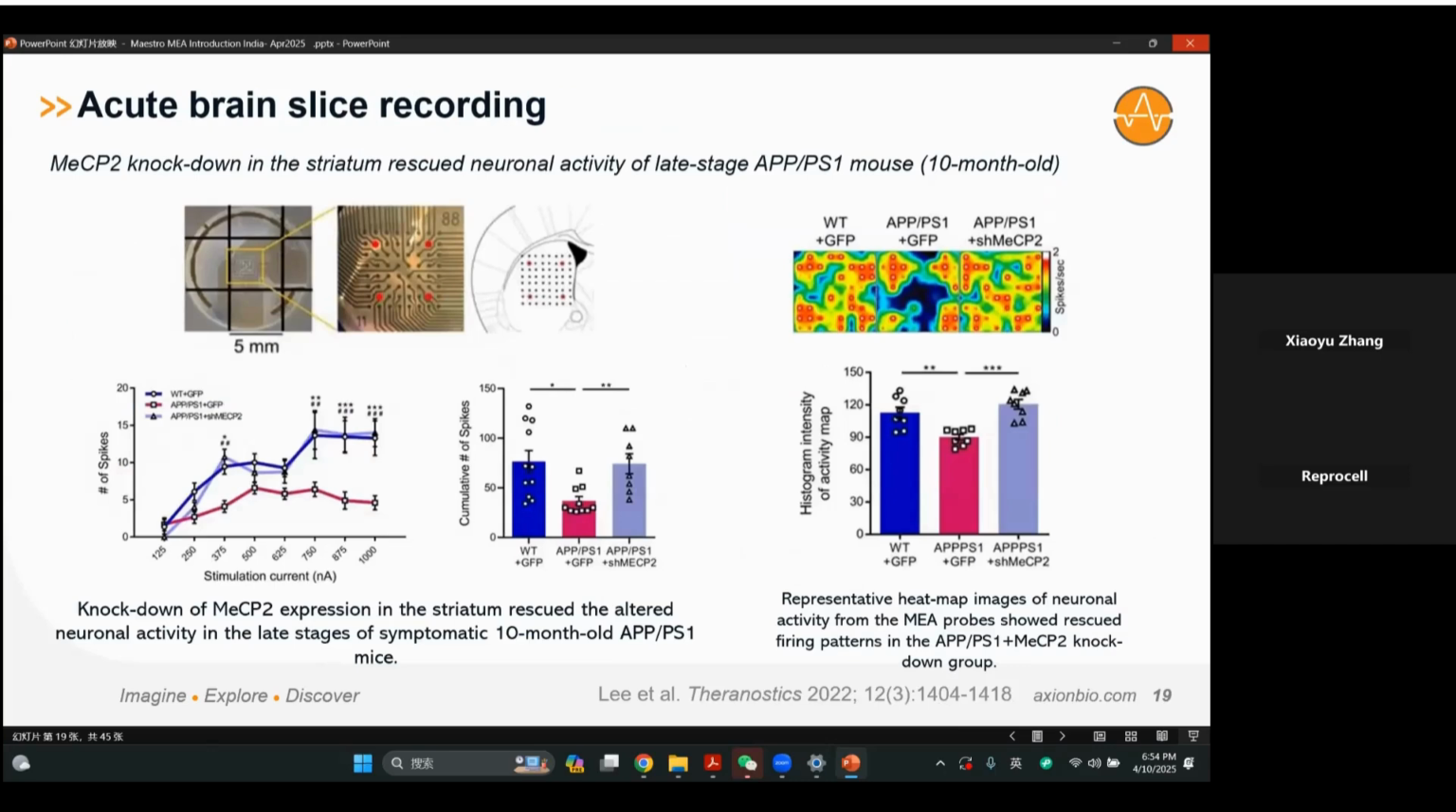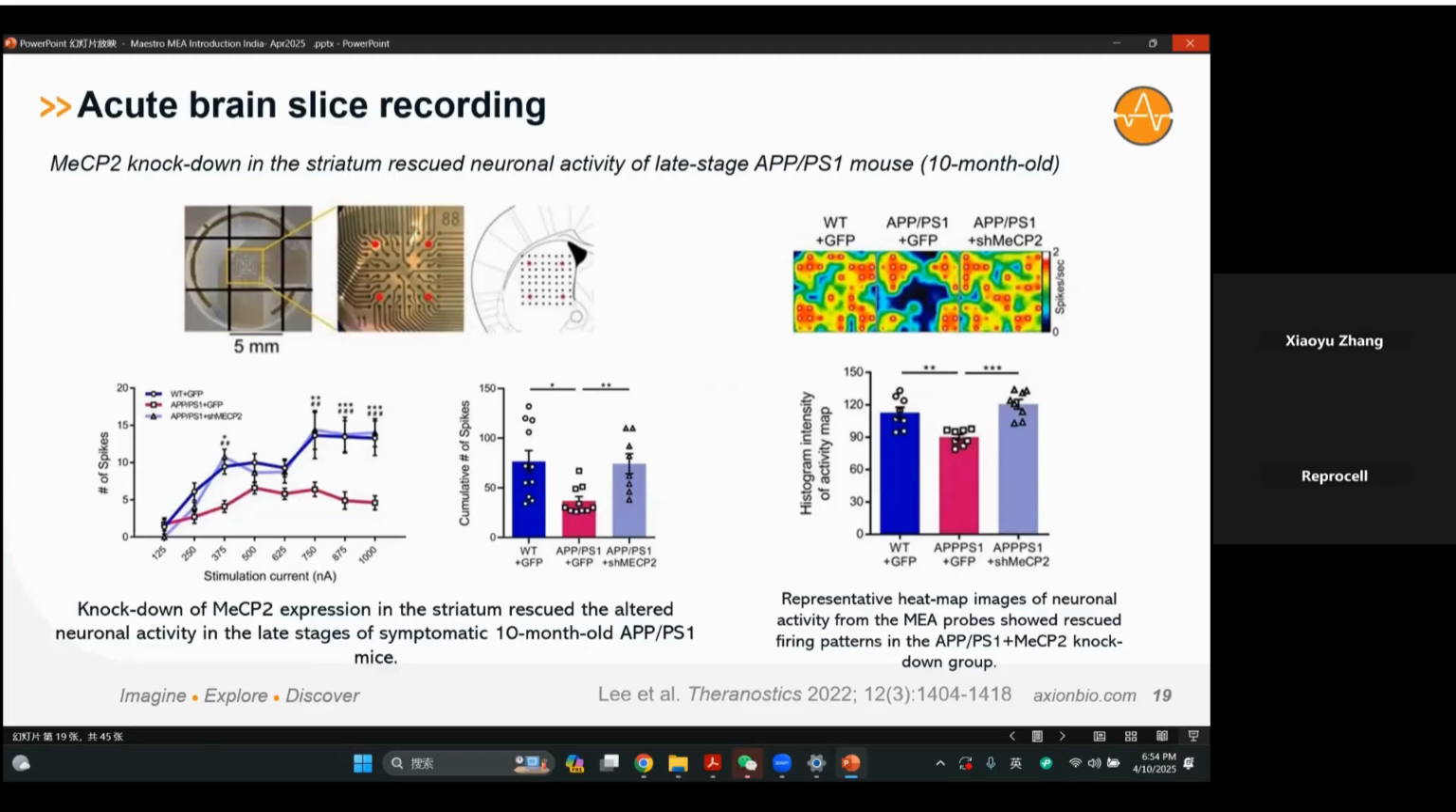And this is the last example of the neuron axis. The team is using acute brain slices on MEA. In this study, they tested the neuron activity in the striatum of 10-month-old APPPS1 mice using MEAs. The samples they used were brain slices, and the team also applied high current stimulation to the samples.